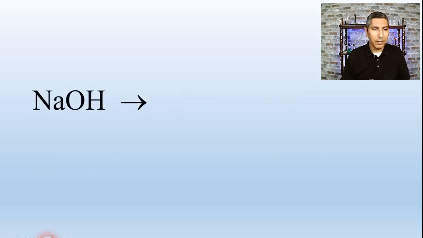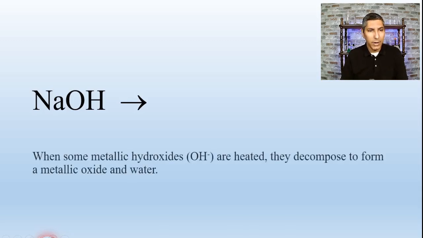Now, let's jump right into the next example here, NaOH. So this is a metallic hydroxide. Now, how does that work? Well, the rule for this is that when some, and this doesn't happen with all of them, but some of them it does, when some metallic hydroxides are heated, they decompose to form a metallic oxide and water.